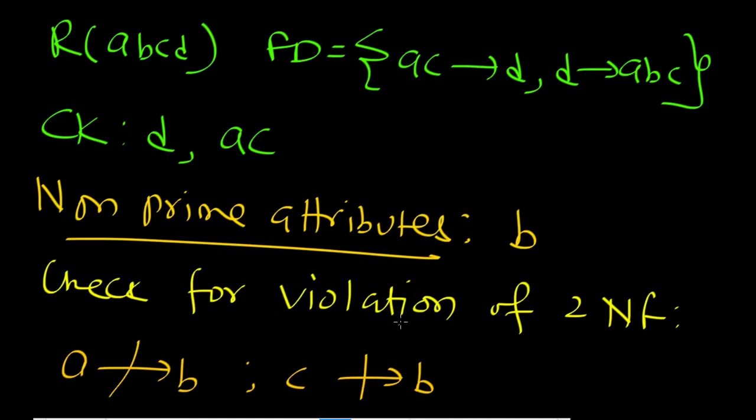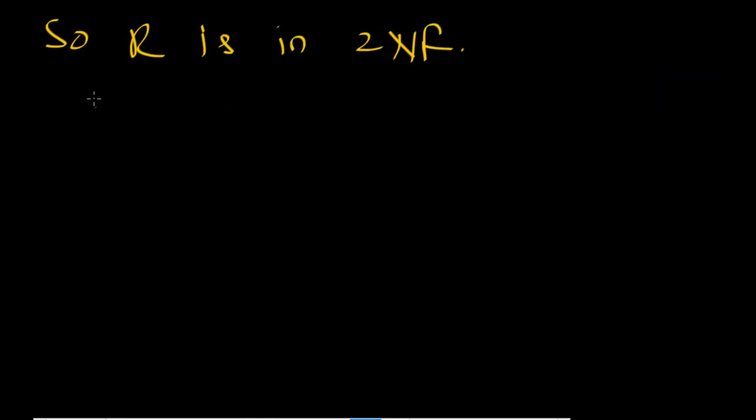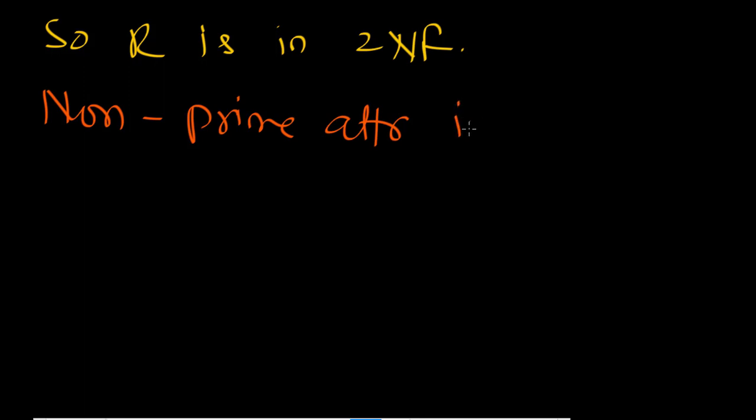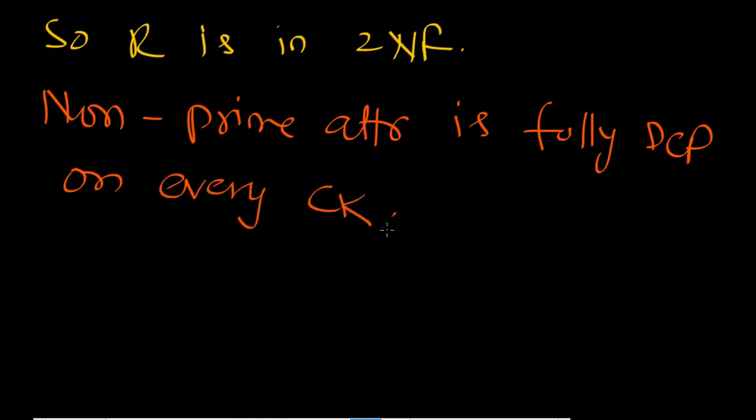So relation R is in 2NF, because we don't have any violation. This is the only non-prime attribute, and it is not partially dependent on any candidate key. Actually, this non-prime attribute is fully dependent on every candidate key. Why? Because this non-prime attribute, which is B, is fully dependent on every candidate key.